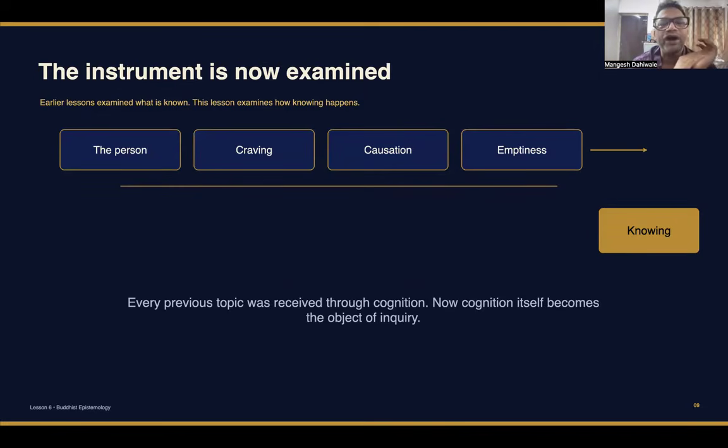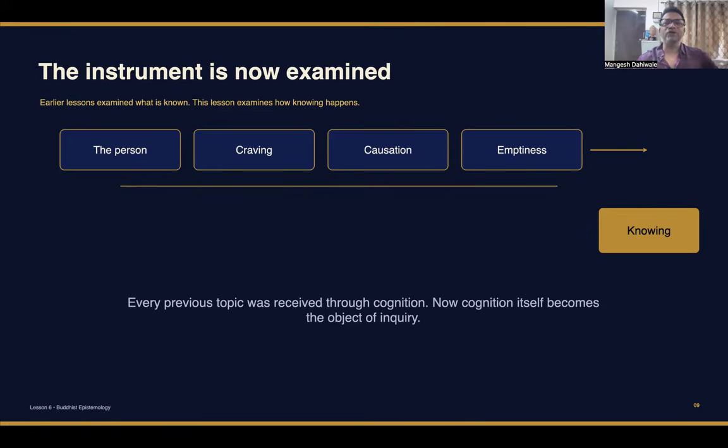So far, in the previous lectures, particularly lessons 2, 3, 4, 5, we have examined the person as nama rupa. Then we examined our nature of being, that is craving, the mind grasping on to everything. Then in the fourth lesson we saw causation, dependent origination, and in the last one, we looked at emptiness. So earlier lessons examined what is known. This lesson examines how knowing happens. So today we are going to examine the knowing itself, as to how we know something.